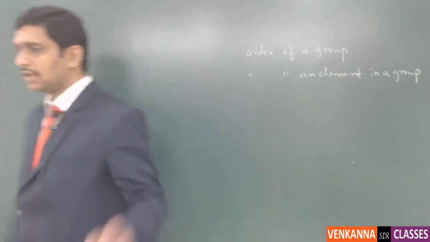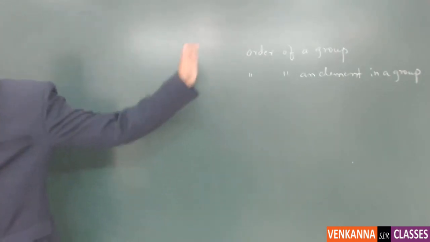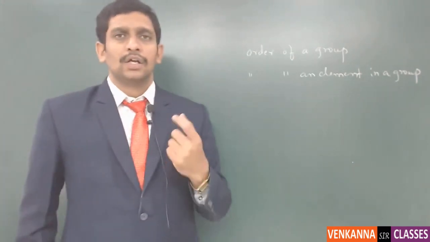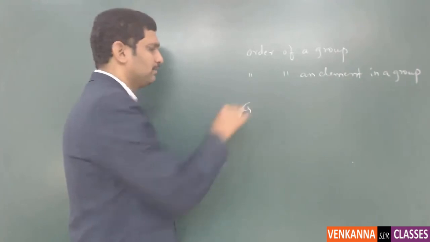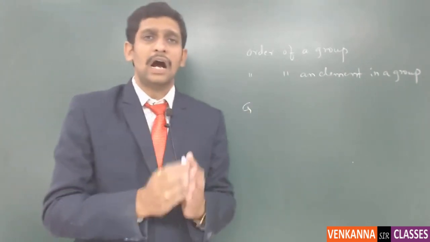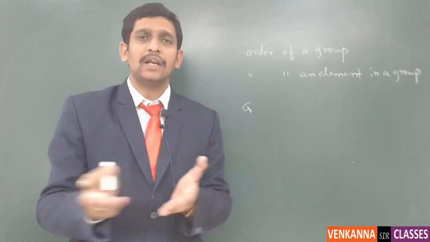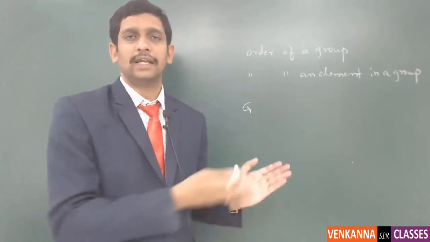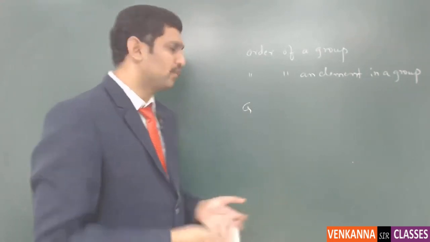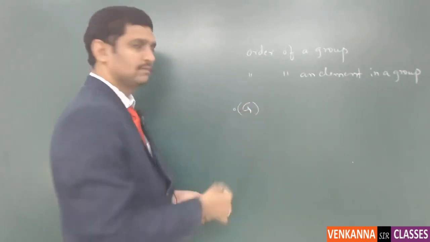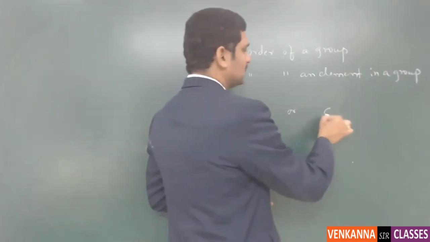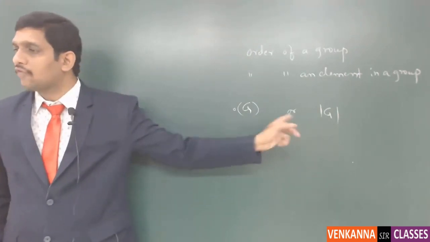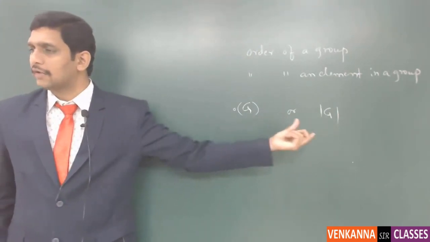Now we discuss the properties and definitions based on this concept. It is very simple: if we have taken a group G, then the order is nothing but the cardinality of the set, so total how many elements are there in that set. We denote it with the symbol order of G, or you can write it as G with the modulus symbol. It indicates the order of the group. You can write like this or like this.